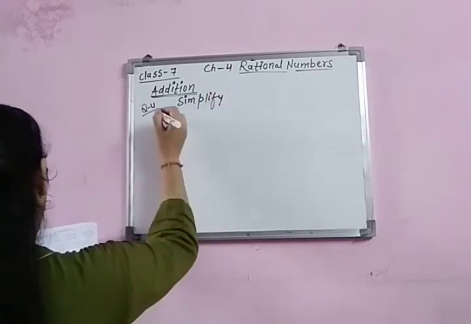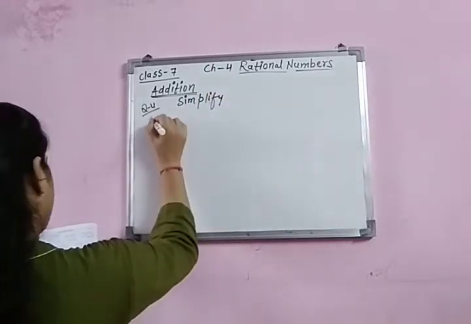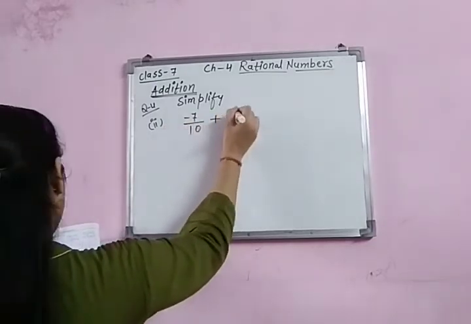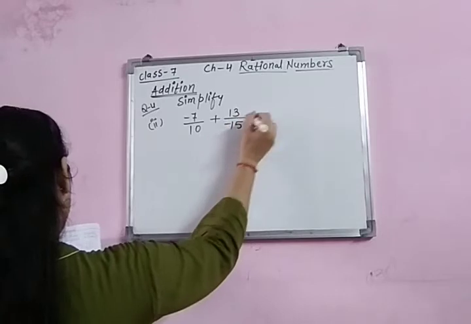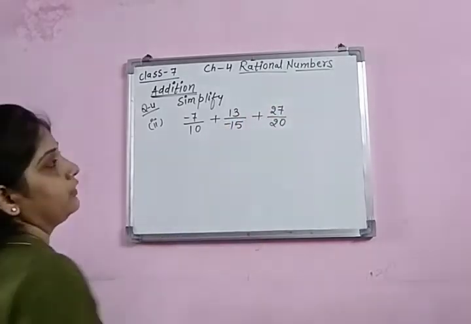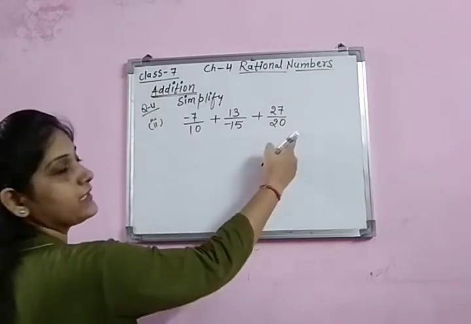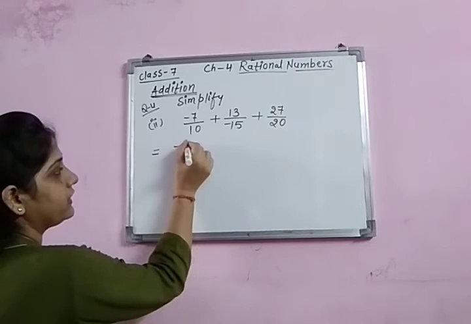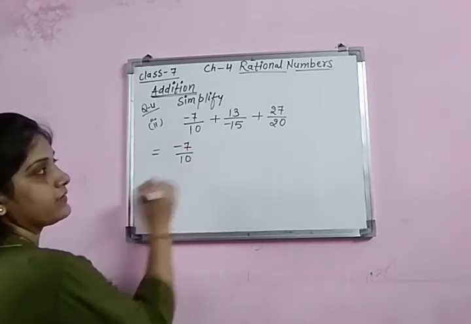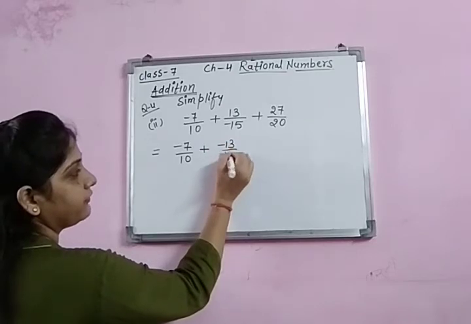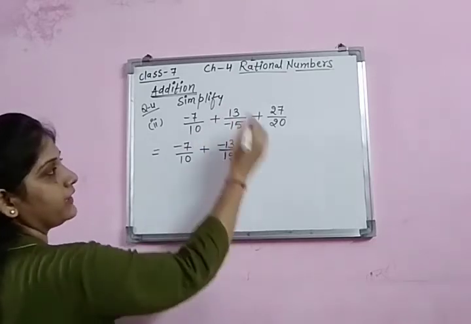Simplify. Let's see the second part. Negative 7 by 10 plus 13 by minus 15 plus 27 by 20. Look at this. The denominator is not positive in the second one. So let's make it positive and write it again. Negative 7 by 10 plus negative 13 by 15. The negative shifts to the numerator.